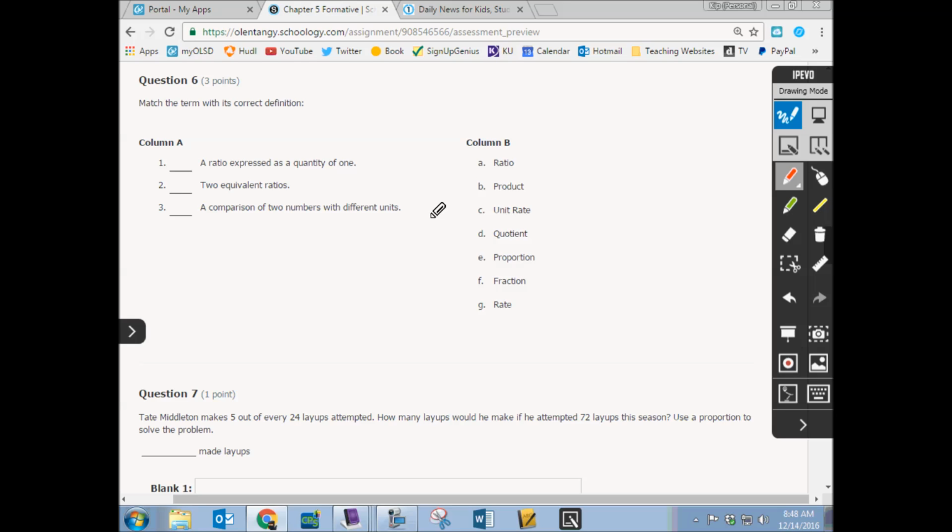Okay. So what are we doing here? What do you guys think? What is a ratio expressed as a quantity of 1? Yep, a unit rate. That is going to be letter C. Anytime you see that word, what does the word unit mean, guys? That's all right. The word unit means 1. So when you see something being expressed as a quantity of 1, that means unit rate. Pretty simple. All right.